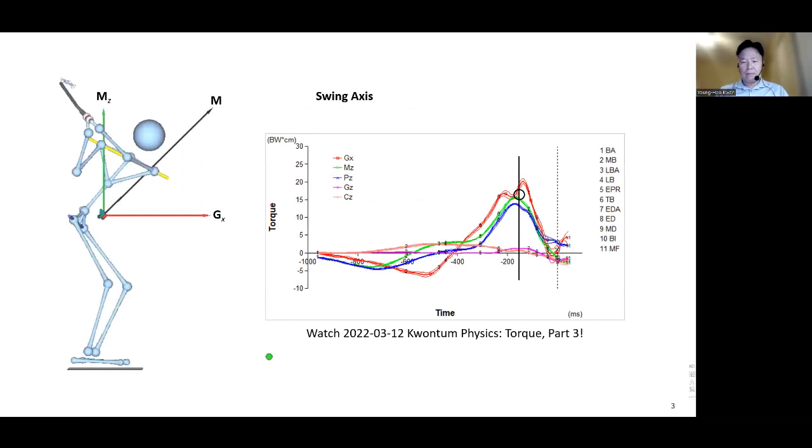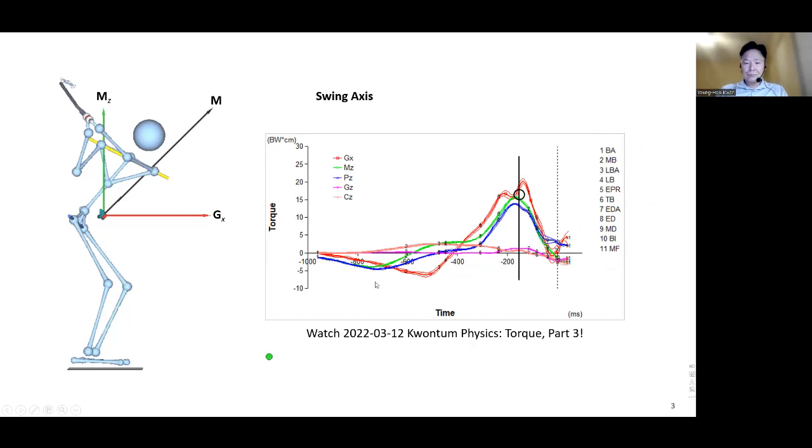Okay, this slide is from the torque part 3. So what we see here is the torque generated during the golf swing. At this particular instant here, we have the GRF torque in the front plane, and then the vertical torque acting about the vertical axis. When you combine these, then this will be the combined torque. This basically defines the swing axis.